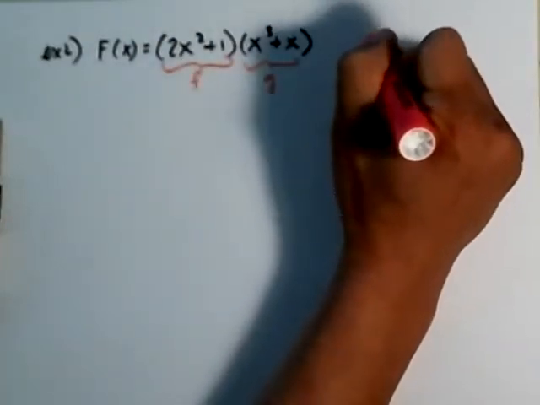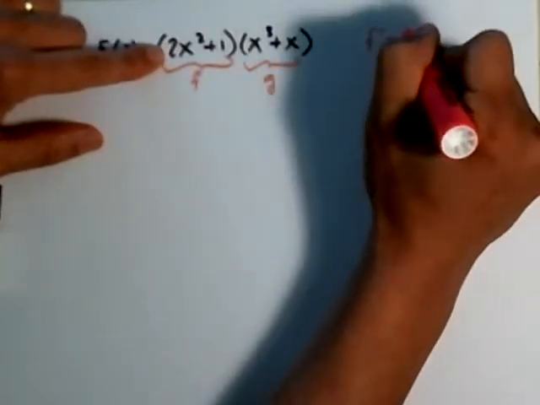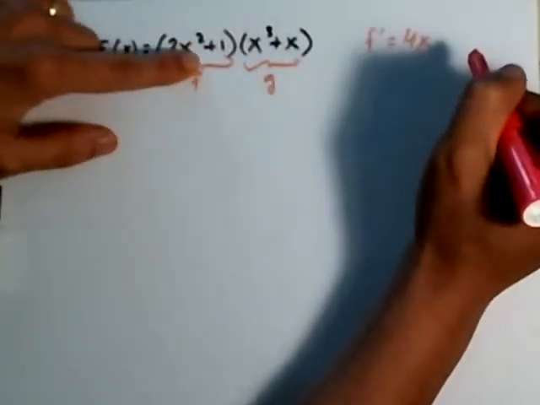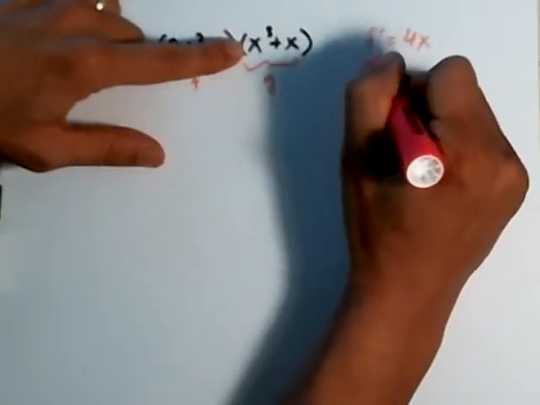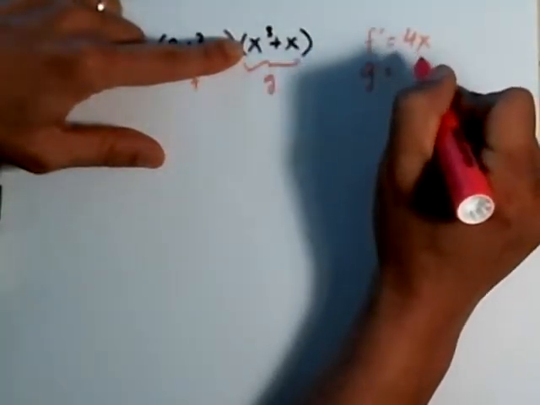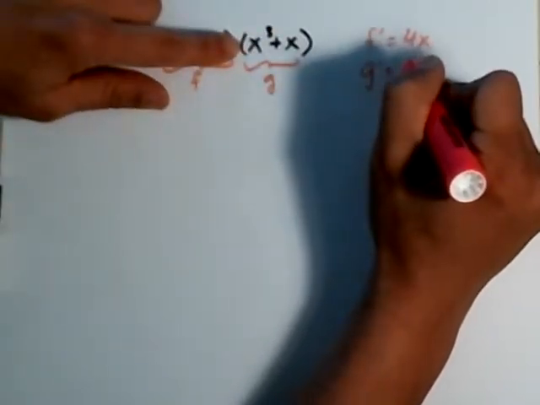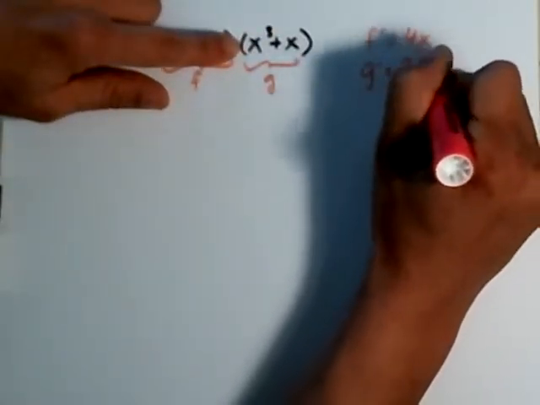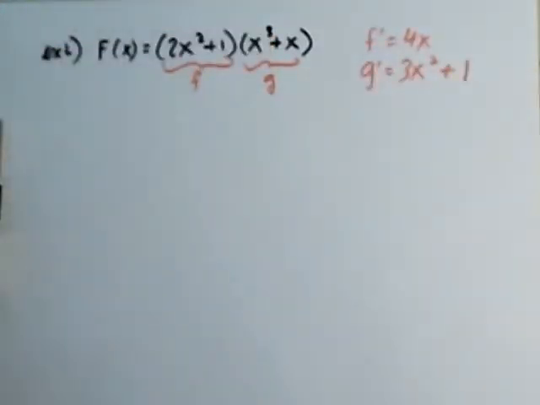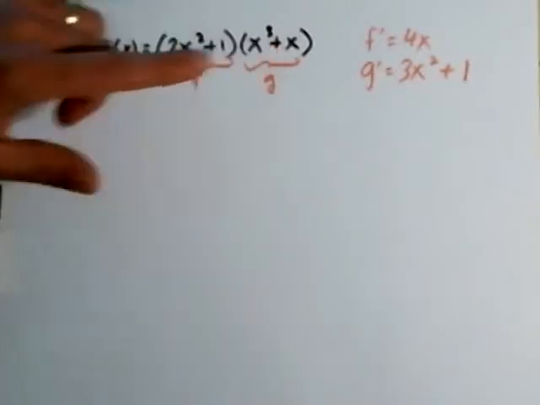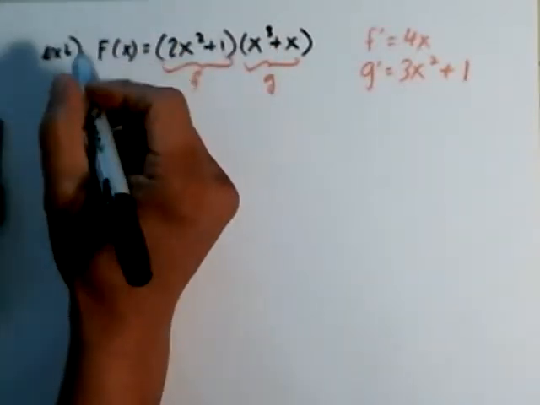What's f prime? The derivative of 2x squared is going to be 4x, and then the derivative of a constant is 0. So let's get g prime right here. The derivative of x cubed: bring it on down, subtract 1 from the exponent, 3x squared. The derivative of x is the coefficient, which is just 1. There's a hidden 1 right over there. So let's use the product rule again.